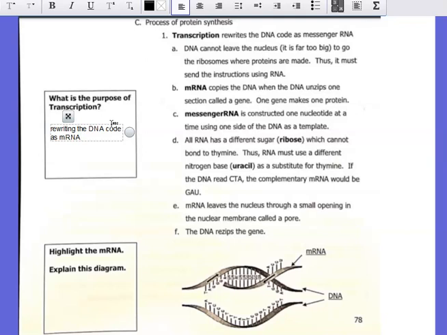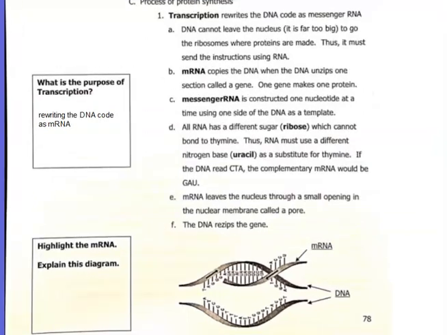Your messenger RNA is made one nucleotide, one letter at a time, and the DNA is what we call a template. All RNA has a different sugar, ribose, instead of deoxyribose, which cannot bind to thymine. So RNA uses a different base, which we call uracil. So uracil is what is different. Sorry, I meant to highlight that. So uracil is used instead of thymine. So if the DNA was CTA, your mRNA would be GAU.